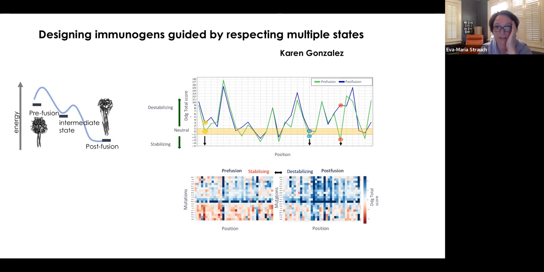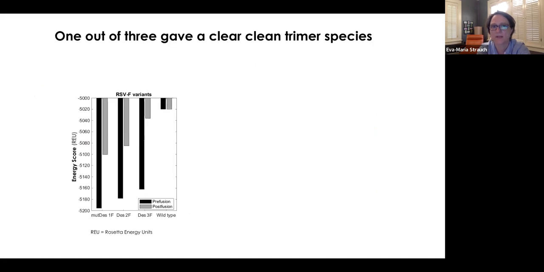And this is work done, credits to my lab, Karen Gonzalez. She identified the important mutations that needed to be made, had all possible point mutations, and that's what she used to then make 3 different variants. And so here are the energetic differences.